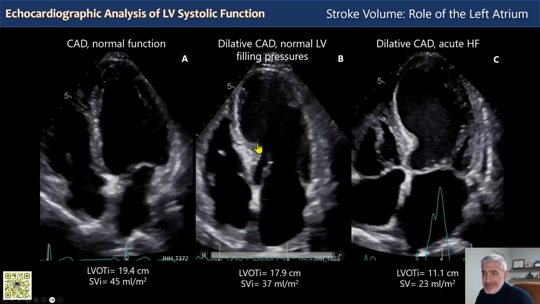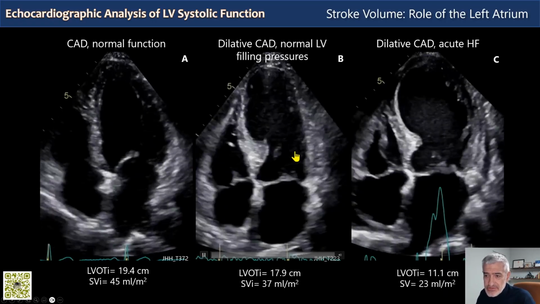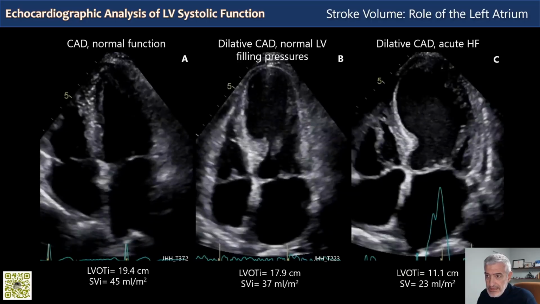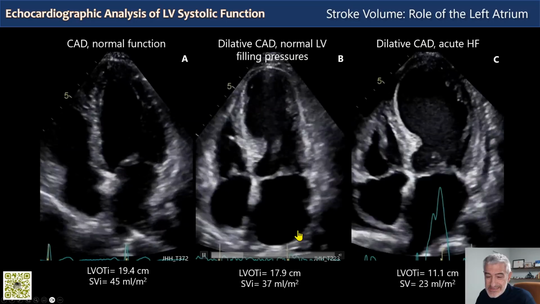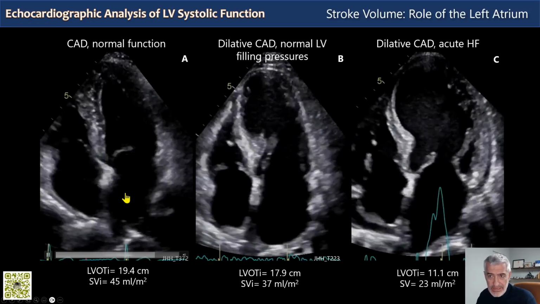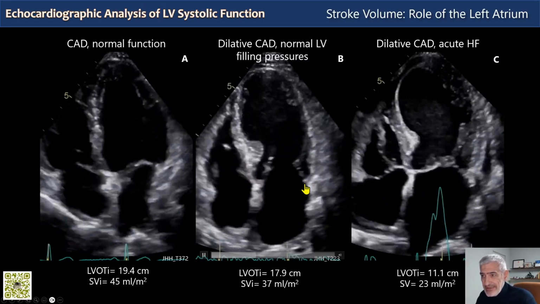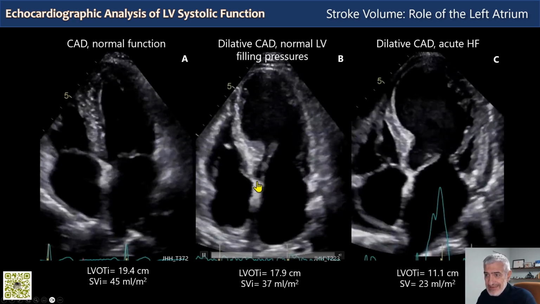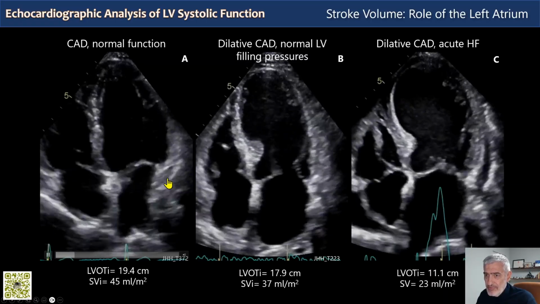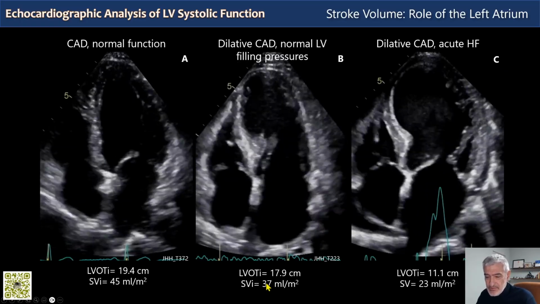We have a patient with ischemic dilated cardiomyopathy with normal filling pressures, but with a significant reduction of ejection fraction and initial reduction of the stroke volume index. The reservoir systolic expansion of the left atrium is also clearly reduced if you compare it to the patient with a normal ejection fraction and normal stroke volume. Look at the descent of the mitral annulus, which is quite reduced compared to this normal descent here, and look at the expansion of the interatrial septum, reduced, and the expansion of the lateral wall compared to the patient with a normal stroke volume. Here the stroke volume is 37 milliliters per square meter.